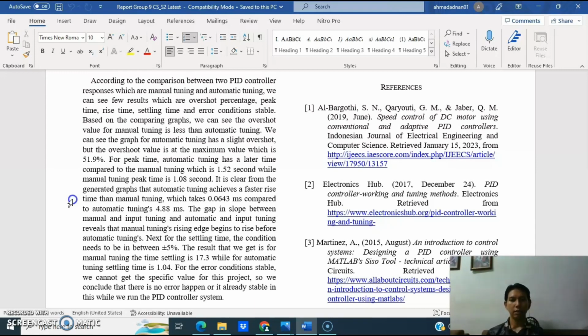Next, for the settling time, the condition needs to be within plus or minus 5%. The result that we get is for manual tuning, the settling time is 17.3, while automatic tuning settling time is 1.04. For the error conditions table, we cannot get a specific value for the project, so we conclude that no error happens or it is already stable while we run the PID controller system.